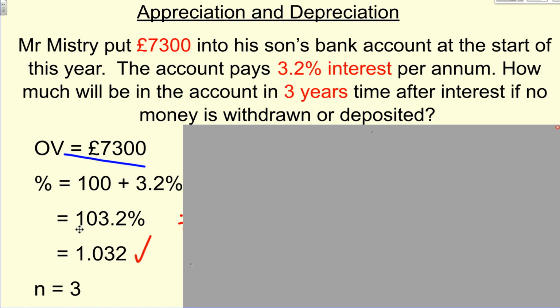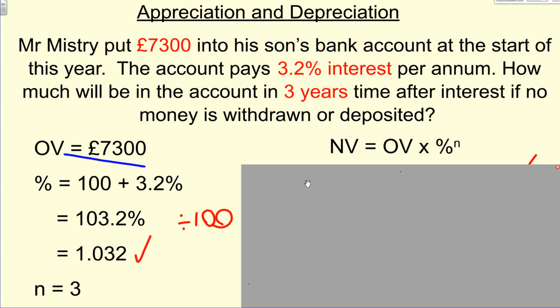Now, I don't have a button in my calculator which is percent. It doesn't work like that. So we have to change that into a decimal. You change that into a decimal by dividing by 100. Divide that by 100, you get 1.032. And we also need to know the number of times it happens. If it's interest per annum, and that's happening for 3 years, it's going to happen 3 times.